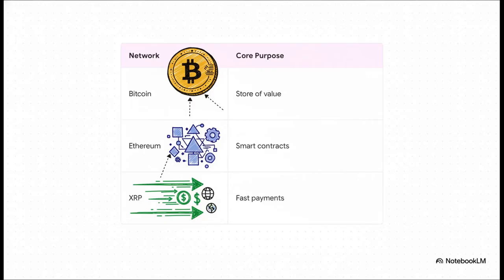To truly cement our understanding, let's look at how XRP fits into the broader crypto landscape. Think of it like a trinity: Bitcoin was primarily designed as digital money and a long-term store of value. Ethereum was built to support complex smart contracts and decentralized applications. XRP, however, is squarely focused on fast, efficient, low-cost payments. These major networks were designed with entirely different foundational goals in mind, which is exactly why they seamlessly coexist today.